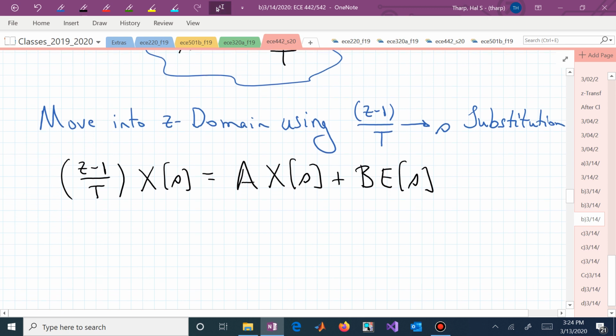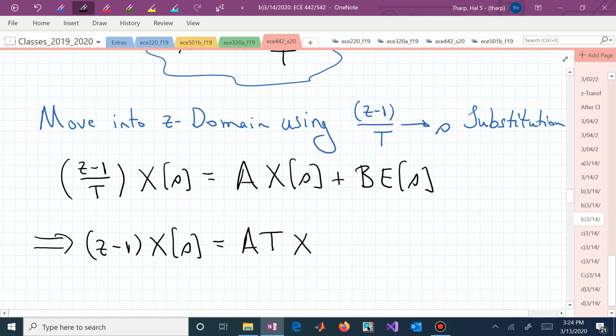Let's multiply through by capital T to clear that fraction, and we now have z minus 1 capital X of s equal to A T X of s, and here don't get confused. Capital T is just a scalar number. It's not a matrix, but it is a capital variable. Plus B T, so that's just the original continuous time input matrix B scaled by whatever the sample period, capital T, E of s.